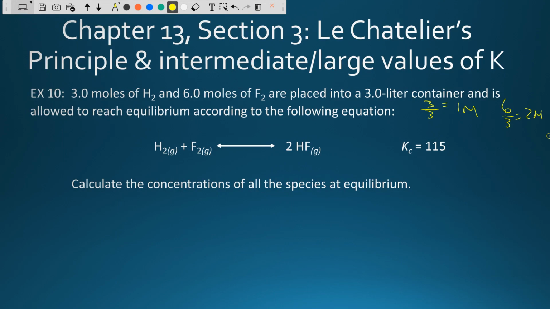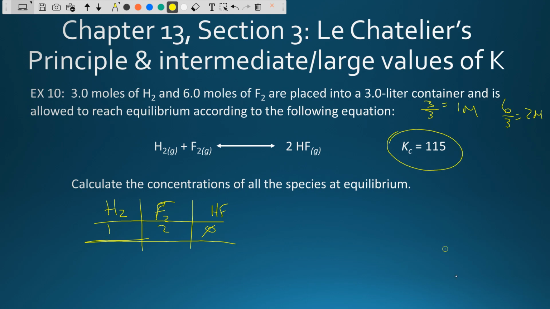Now calculate the species at equilibrium. So here's my hydrogen, here's my fluorine, and here's my hydrofluoric. We've got our starting concentrations of 1, 2, and we don't have any of the hydrofluoric at the beginning. Because this is going to be very large, I know which direction this is going to be going. We can't ignore it. And since K is so large, I know it's going to be going in this way. My Q value would actually be really small then.